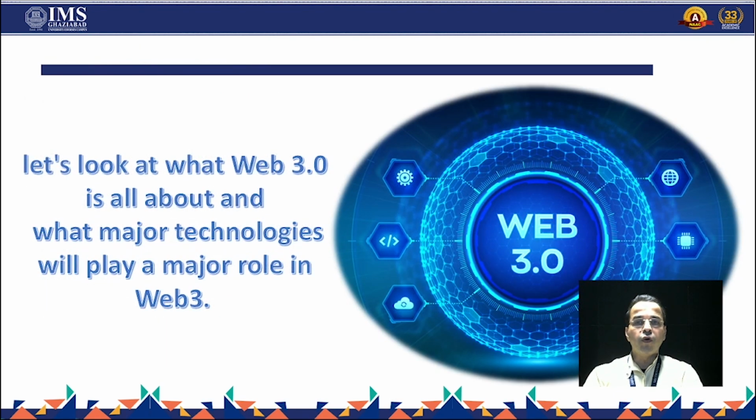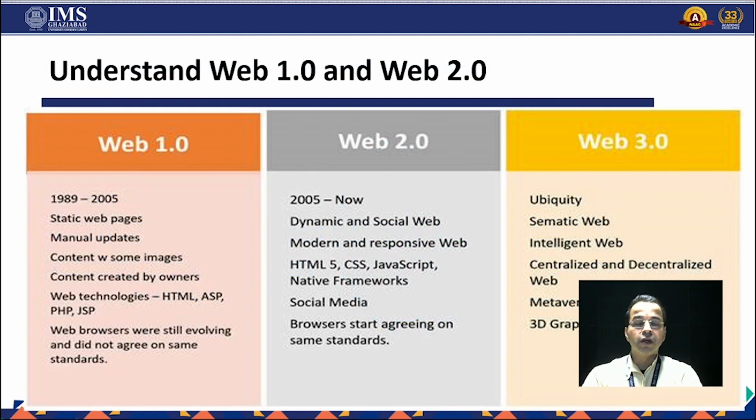So let us look at what exactly Web 3.0 is and what the major technologies we will use in Web 3.0 are. But before that, I want to compare the web series, starting from 1.0, 2.0 and 3.0. What are the exact differences between these three? Web 1.0 was basically established in India in 1989 and lasted till 2005. Here we used just static web pages, with manual updates, static content, static data, and static images.